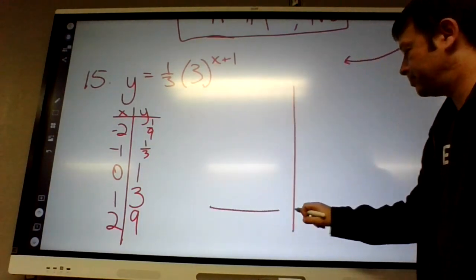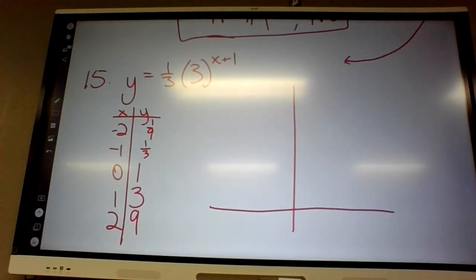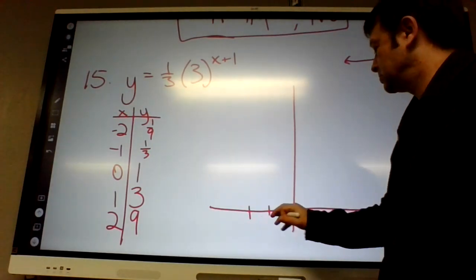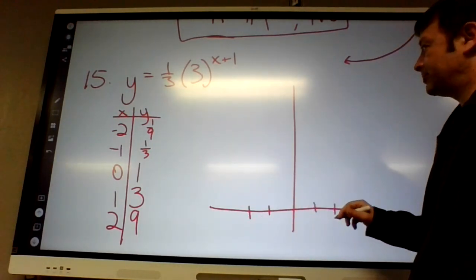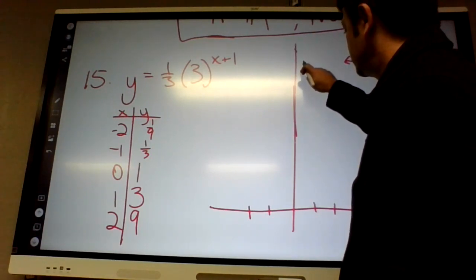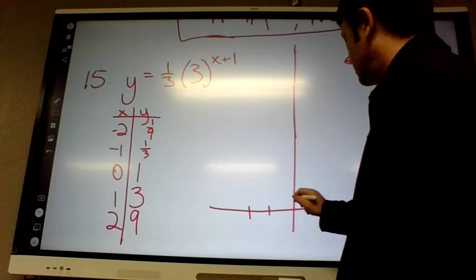So you might put your x-axis like that, because all the y values are positive. But it does have to go up to 9. So make it nice and tall.